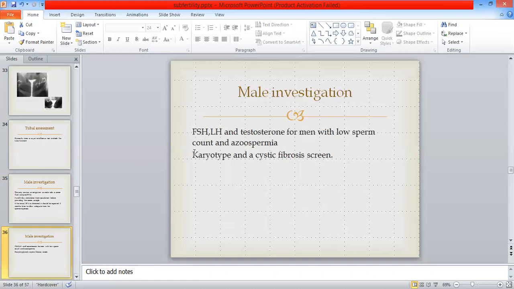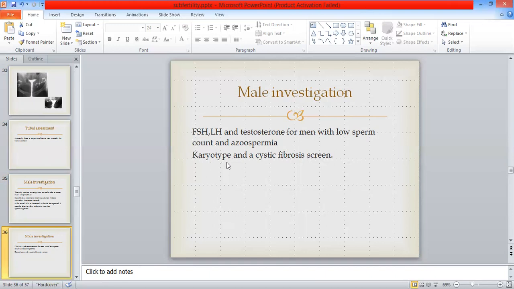Now, serum FSH, serum LH, and testosterone are prescribed for men with low sperm count and azoospermia. If we prescribe semen fluid analysis to the male and there is an abnormality in the semen, then for that abnormality we prescribe further investigations like follicle stimulating hormone, luteinizing hormone, and testosterone. In detail, these hormone tests tell us about the causes of azoospermia and where the defect is present, whether a central cause or a peripheral cause is present for the azoospermia.